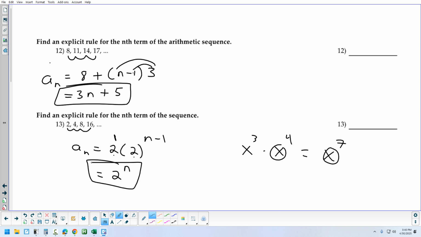Okay. The top one's not wrong. It's just not simplified. Yeah. Okay, any question on that one? No. Okay.